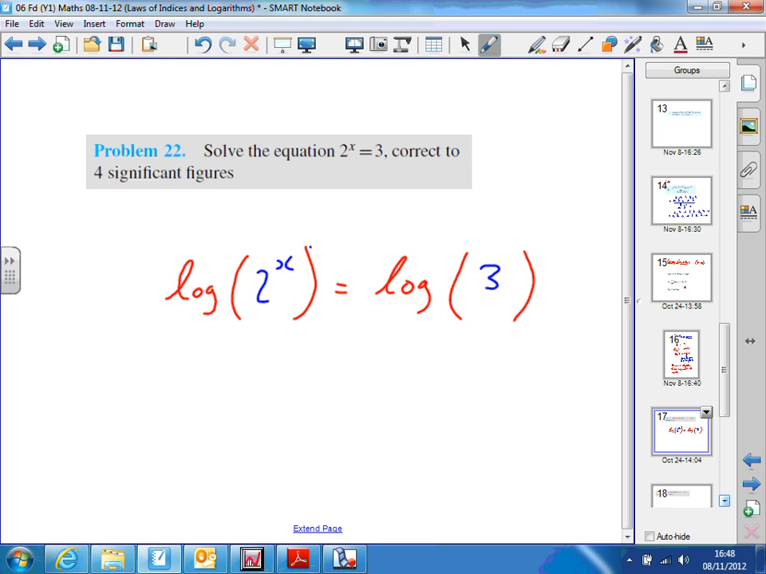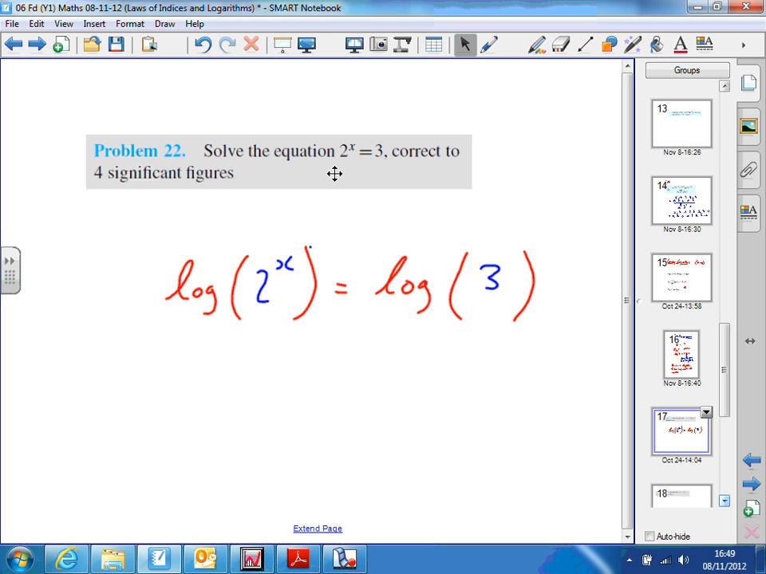I'll log both sides. We say log both sides. In other words, take the logarithm of both sides of the equation. So long as I do the same, if I want to do something to one side of the equation, so long as I do it to the other side, it's still true. That left-hand side still equals the right-hand side. All I've done now is turn them into powers by taking the logarithm.